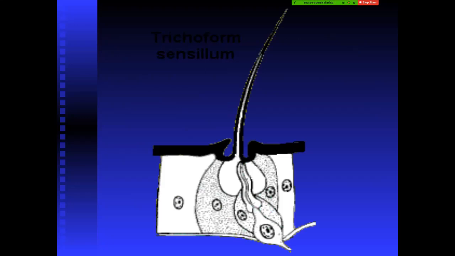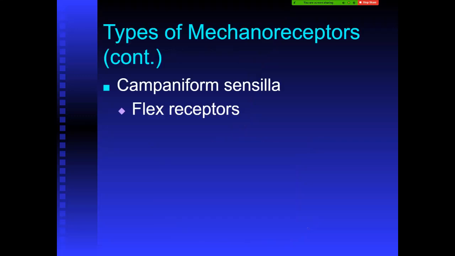Remember, this is the cell body of a neuron. This is the nucleus. This is the dendrites, and then the information would travel down the axon to cause the muscles to contract or something of that nature. And so there's all sorts of different types of mechanical receptors.